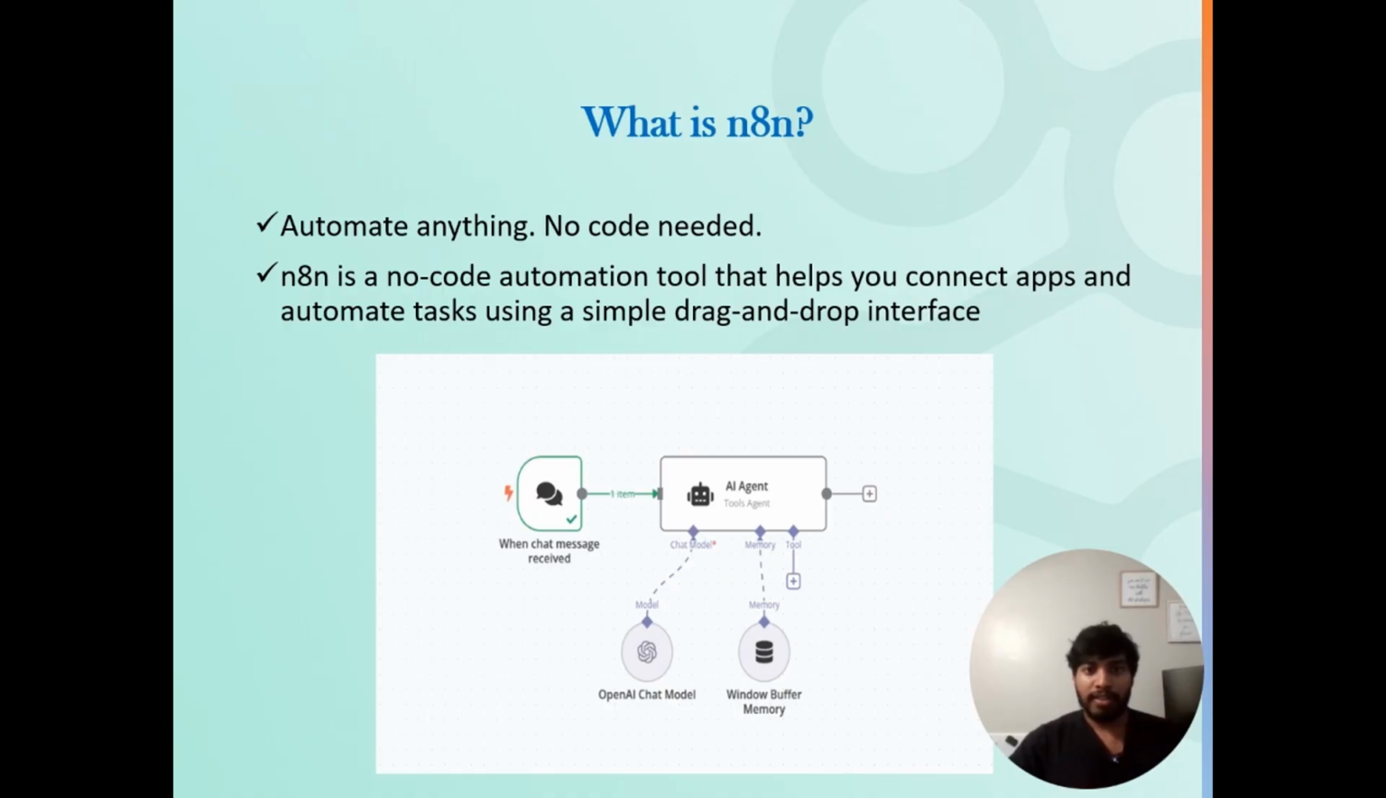n8n is a no-code automation tool that helps you to connect different applications and automate repetitive tasks using a simple, intuitive drag and drop interface. So you don't have to be a developer to use it, but if you are one, you can go even deeper with your custom logic. It is designed to make complex workflows simple for everyone. So this is how n8n can be useful.